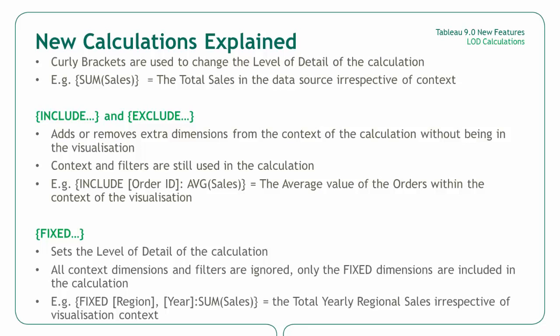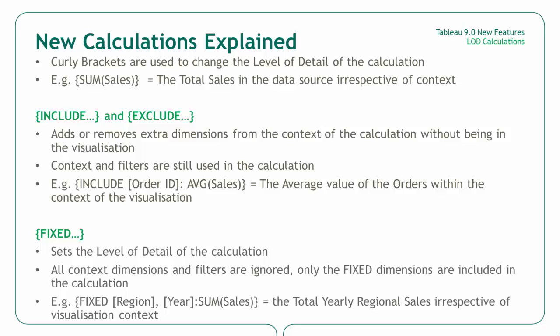We can control the level of detail further by writing include or exclude inside the curly brackets before our calculation. This adds or removes extra dimensions from the context of the calculation, even if they are not used in the visualization. This calculation allows you to filter and interact with the calculation the same way you normally would. For example, including order ID when calculating your average sales will give you the average order value within the context of the visualization, for example, by category.